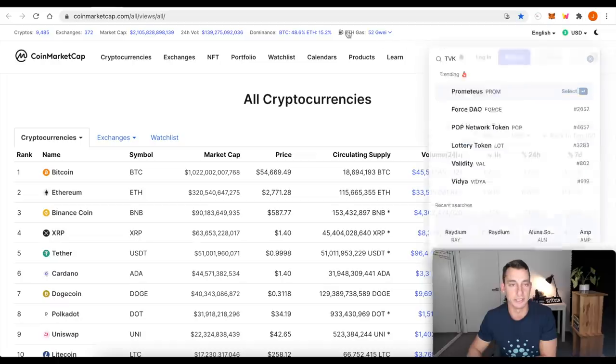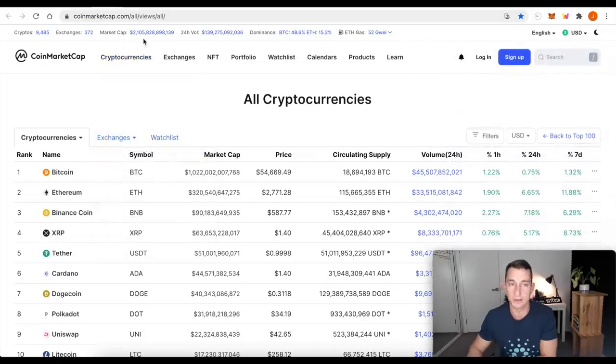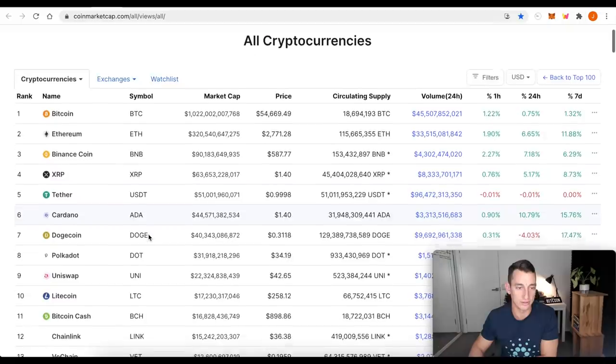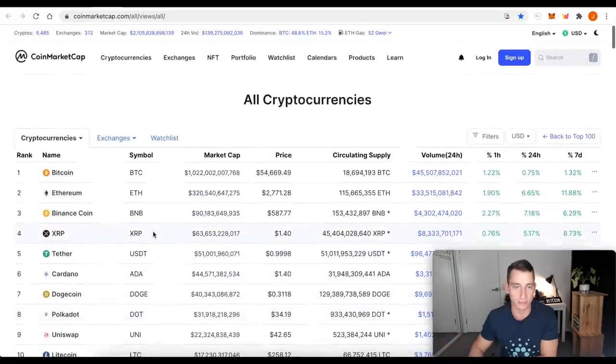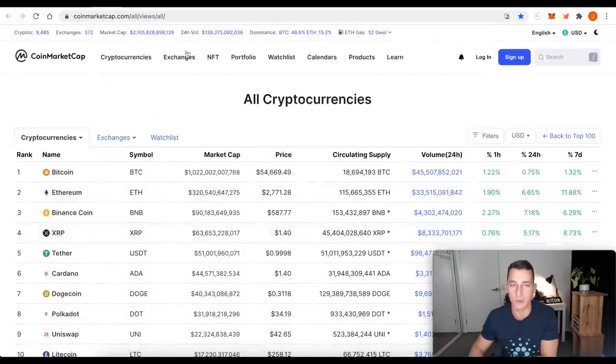Now I've been looking up TVK, like you can see there. Looking at the market cap, 2.1 trillion, BTC 1 trillion, ETH 320 billion. This is really starting to skyrocket again, but we're going to look at the BTC chart because I'm not 100% convinced just yet. And the beauty about it is we're so close to the same price to figure out if we're going to get a breakout price.